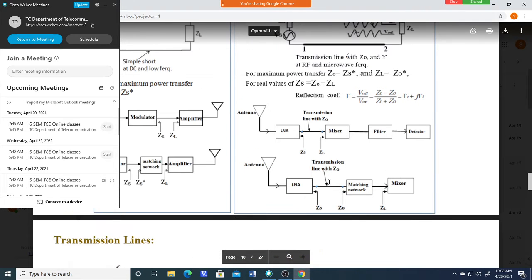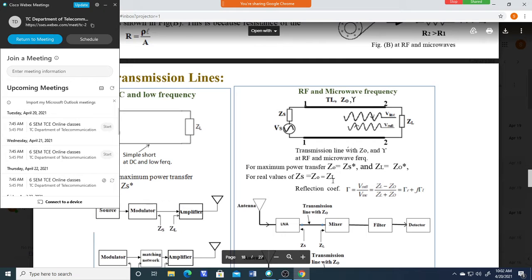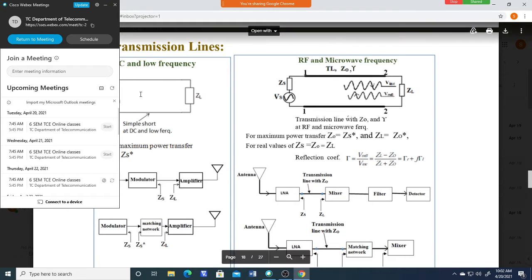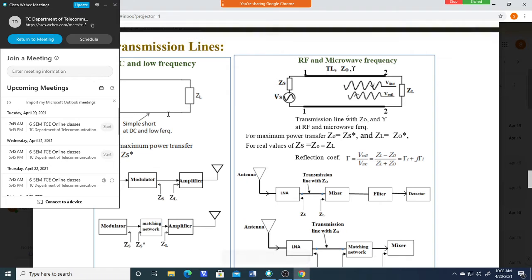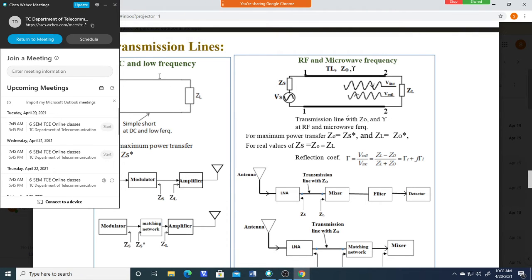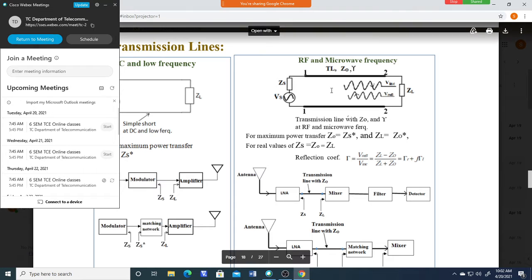Okay, in the previous class, we were discussing transmission lines. At RF and microwave frequencies, we cannot treat the interconnect, that is, the means used to connect the source to the load, simply as a short circuit. We have to treat it as a transmission line, as we discussed in the previous class.